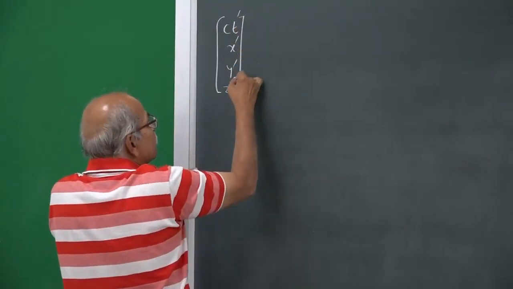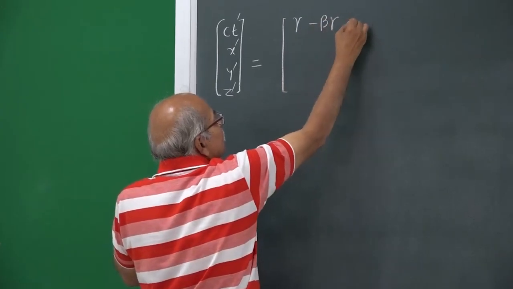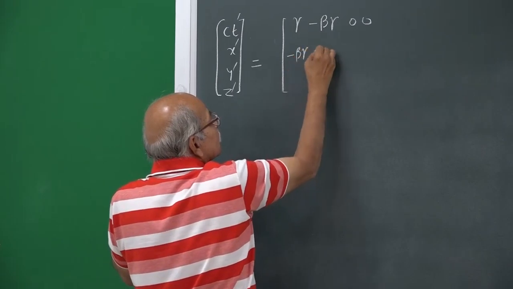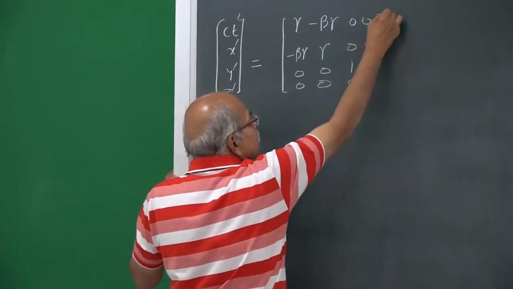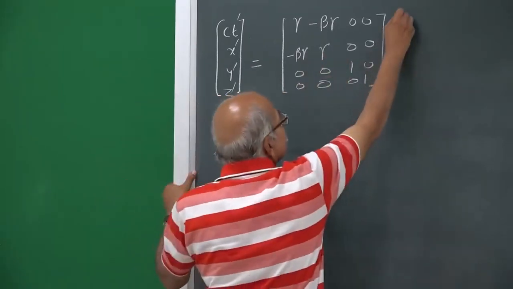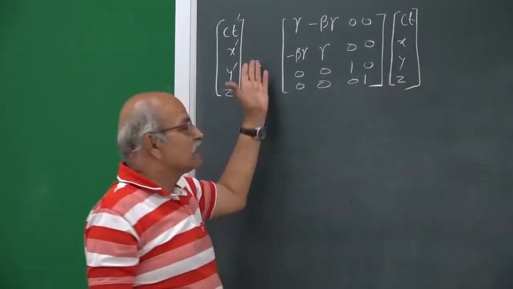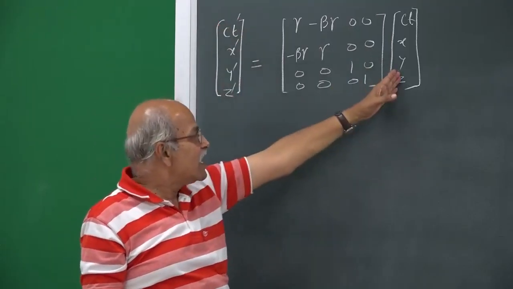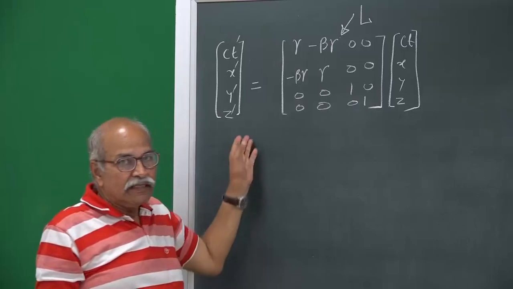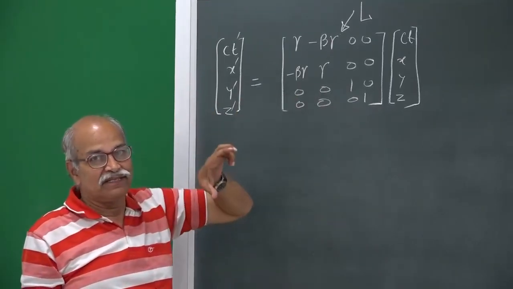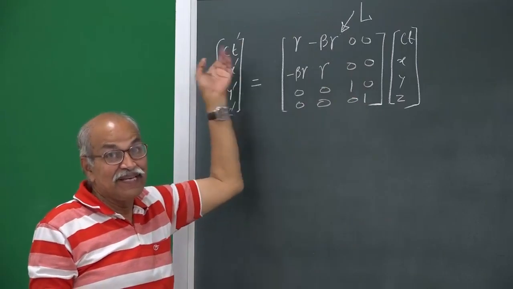If you write it in S prime frame, then this is your Lorentz transformation matrix: gamma, minus beta gamma, 0, 0; then minus beta gamma, gamma, 0, 0; 0, 0, 1, 0; and 0, 0, 0, 1. This is that Lorentz transformation matrix, and here you write the components in S frame. So CT here, X here, Y here, Z here. So this is a four vector, and all these four components in S frame and in S prime frame are connected through this. This is the Lorentz transformation matrix L. And any set of four components which transform according to this equation as you go from S to S prime is a four vector.